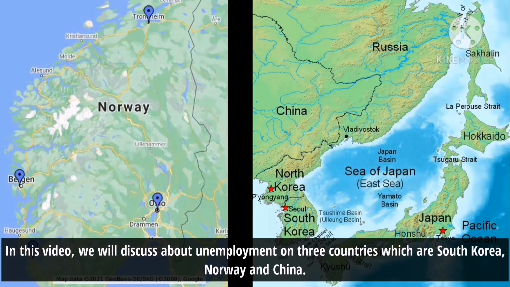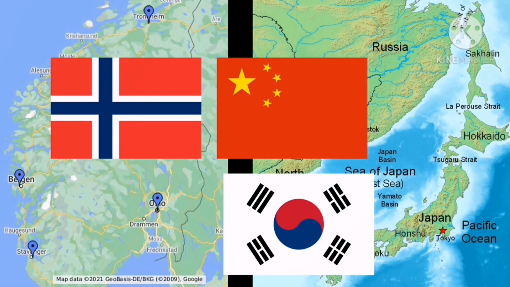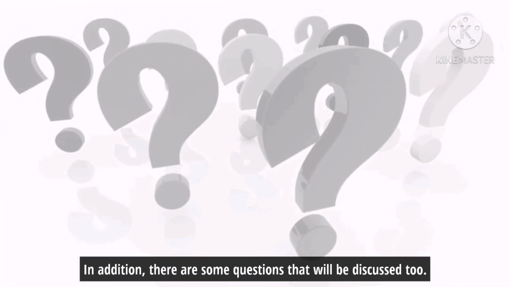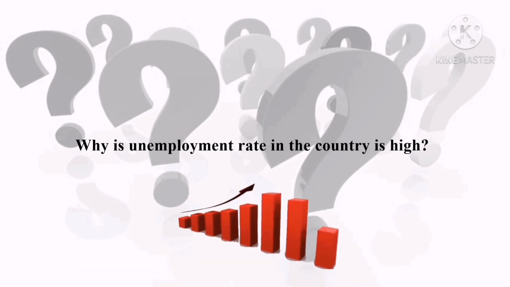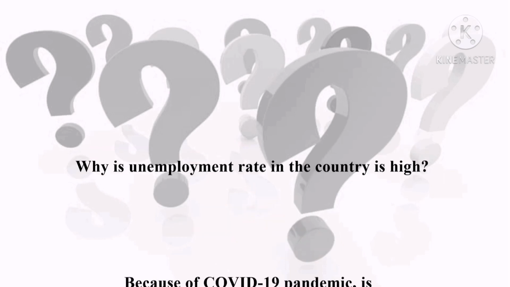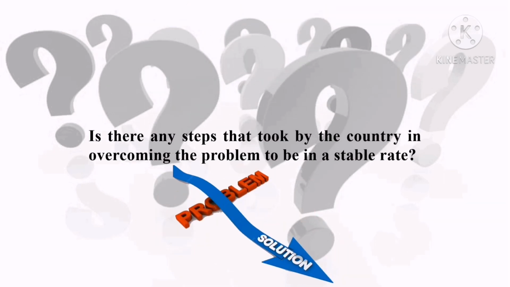In this video, we will discuss unemployment in three countries, which are South Korea, Norway, and China. In addition, there are some questions that will be discussed too. Firstly, why is the unemployment rate in the country high? Next, because of the COVID-19 pandemic, are there any consequences? And lastly, are there any steps taken by the country in overcoming the problem to be at a stable rate?